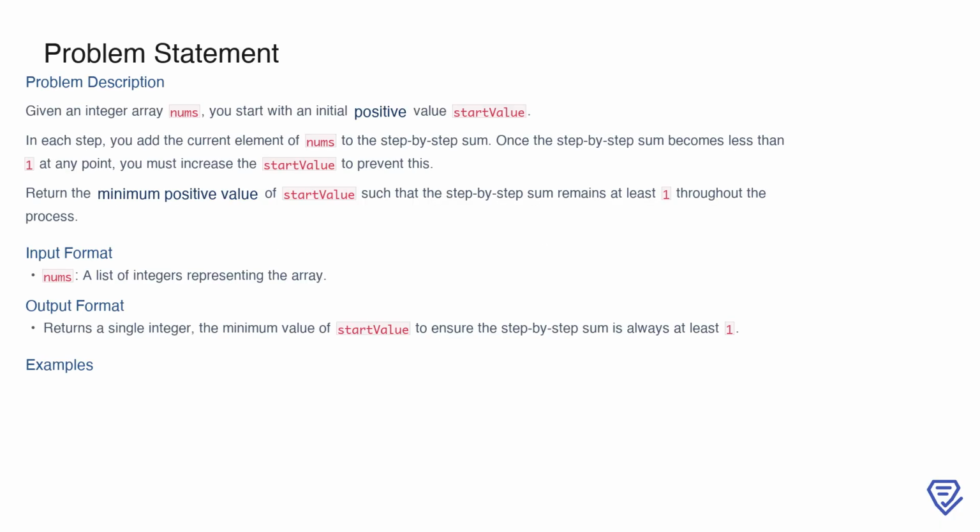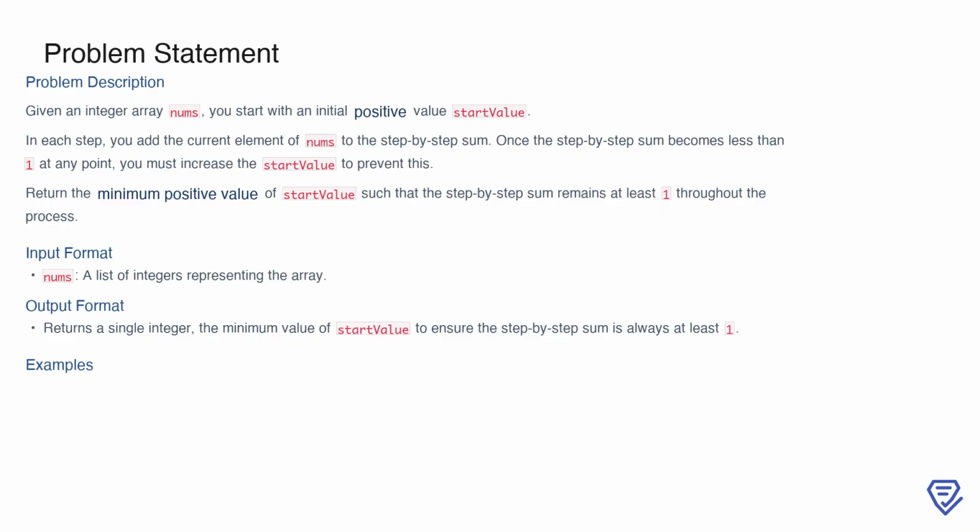In this problem, we are given an integer array called nums, and the goal is to determine the minimum positive value of start value such that a step-by-step sum remains at least 1 throughout the process. We begin with an initial value, start value, and at each step, we add the current element of the array to the running sum. If at any point this running total drops below 1, it means start value was too small, and we need to increase it.